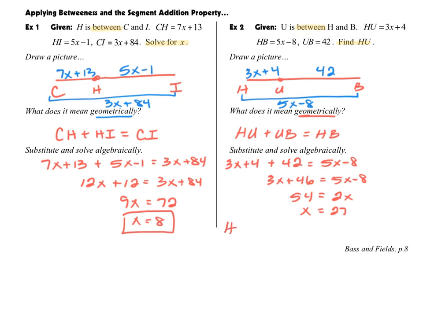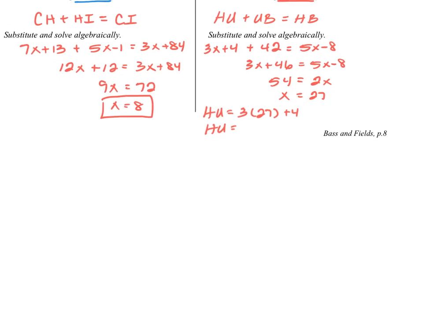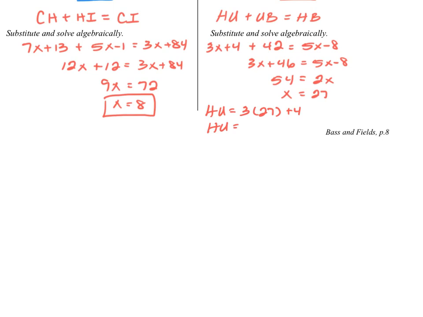So we're going to do that last bit. We're going to say HU is going to be our 3 times our 27 plus our 4. So the length of HU is actually going to be our 85. Oops, sorry about that. 85. And I'm going to put a little U here for units because we don't know what unit of measure this segment is being measured in. Could be inches, feet, miles, whatever. We're just going to get in the habit when we find the length of the segment to put a little U there for units. And that's all that I've got.